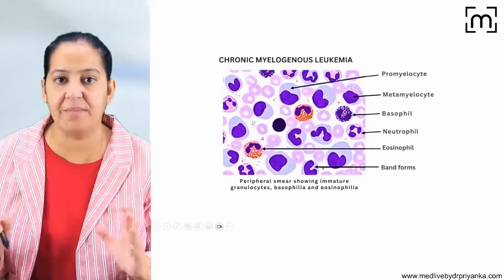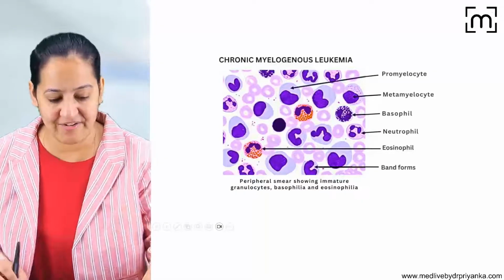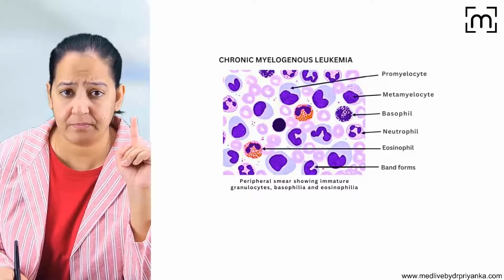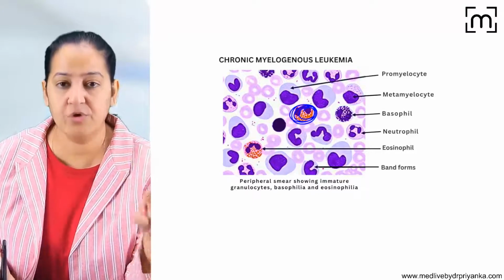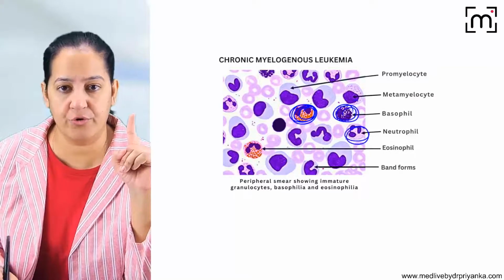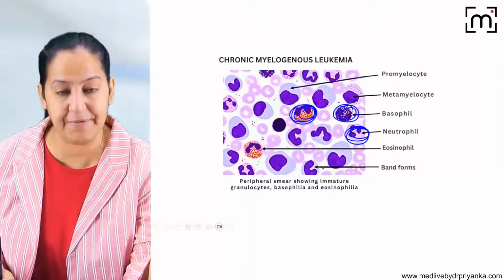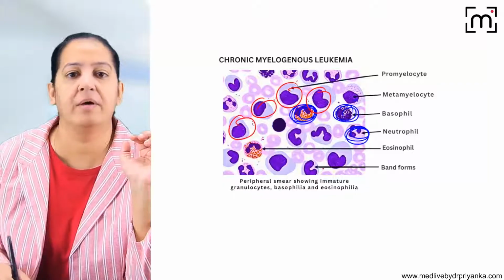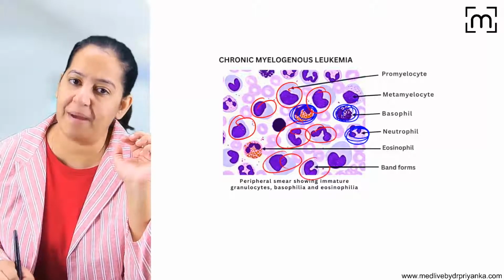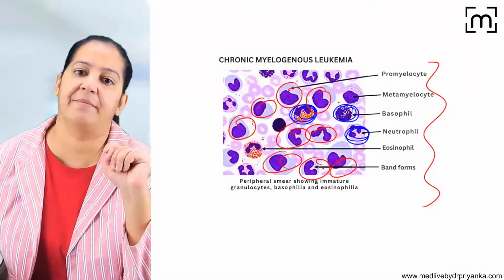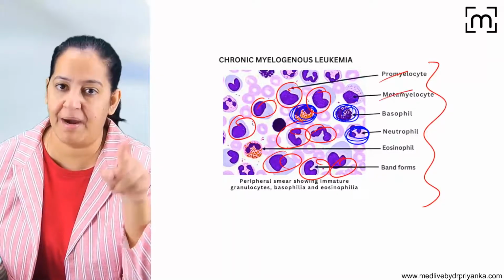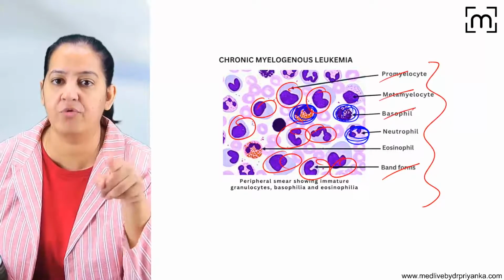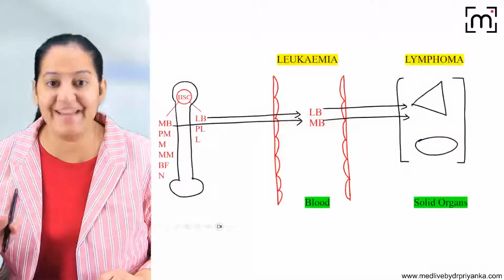So you have to draw this diagram in your exam. In this diagram, you have to show a few eosinophils, a few basophils, a few neutrophils. After that, you have to show many precursor forms. Draw a few promyelocytes, a few band forms, a few metamyelocytes. You have to draw many precursors. So you are getting many types of cells: promyelocyte, myelocyte, metamyelocyte, band form, neutrophil, eosinophil, basophil.